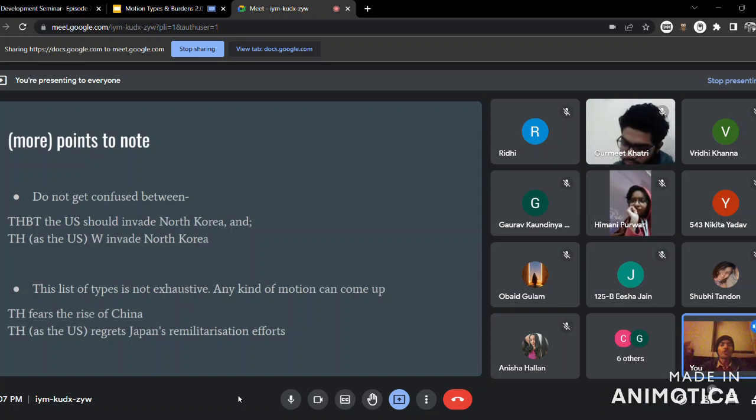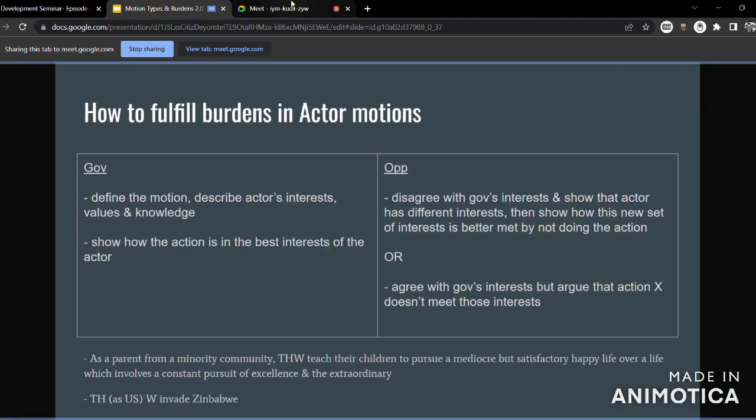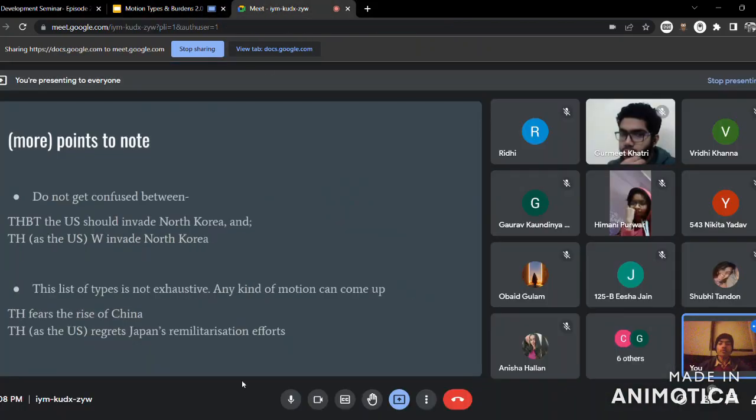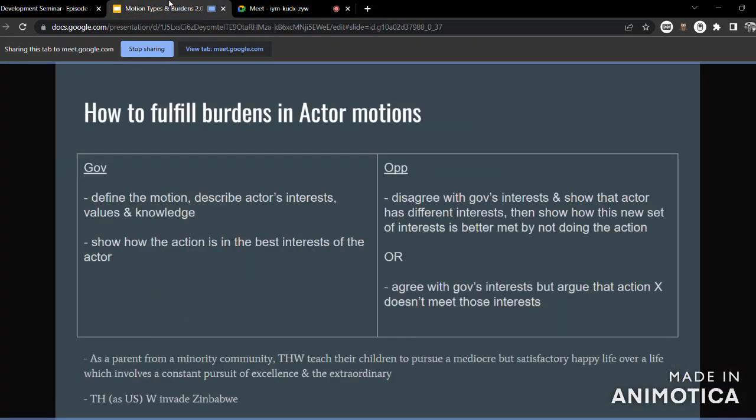The difference in these motions is that the first motion is a neutral perspective motion. It's not from the perspective of the US. So any harms of invasion or implications in general of invasion need to be evaluated from a neutral perspective. Whereas in the second motion, you adopt the perspective of the US. What are the priorities of the US? What serves US interest best? And therefore you debate the motion on those grounds.